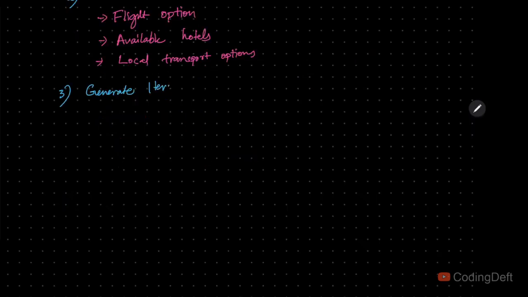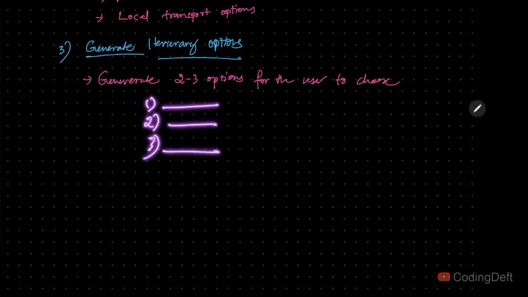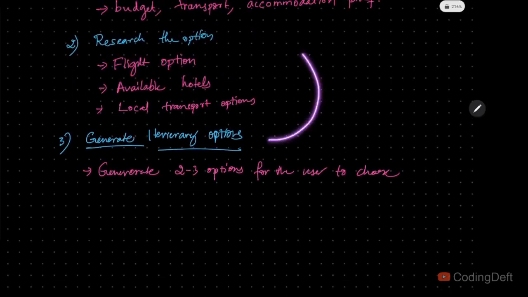So it will generate, let's say, two to three options for the user, so the user can choose from one to three options. Let's say the user did not like any of the options. The user can say I did not like them, and it can go back and do the research again and come back and give more options to the user.